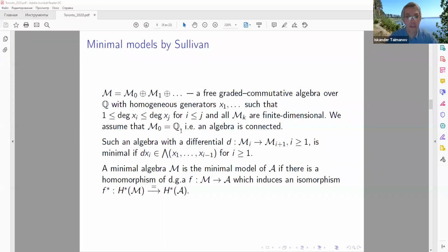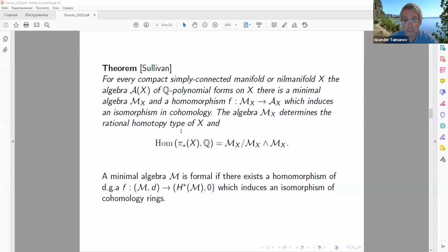The next theorem says the following: for every compact simply connected manifold or nilmanifold X, with the algebra of Q-polynomial forms on X, there is a minimal algebra Mx and a homomorphism which induces an isomorphism of cohomology. That is unique, actually, unique up to isomorphic equivalence, the model of the algebra of these Q-polynomial forms. The algebra Mx determines the rational homotopy type of X, and in particular, the irreducible elements are generators of the group Hom(π*(X), Q), so the homomorphisms to Q.